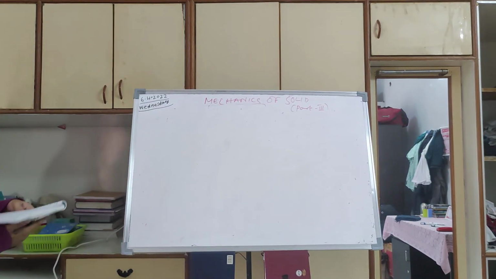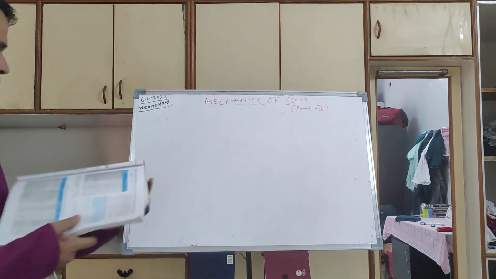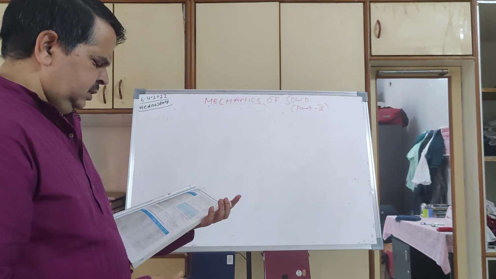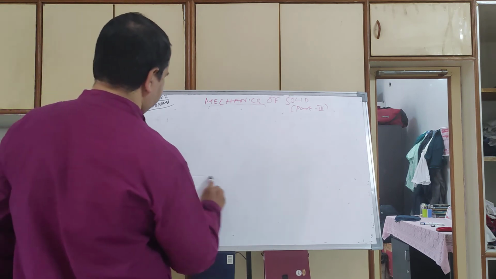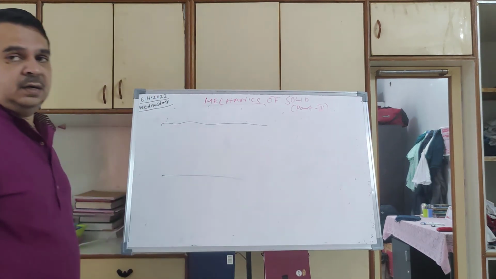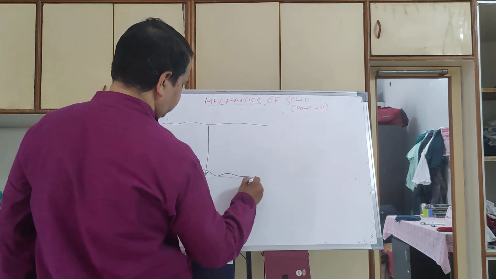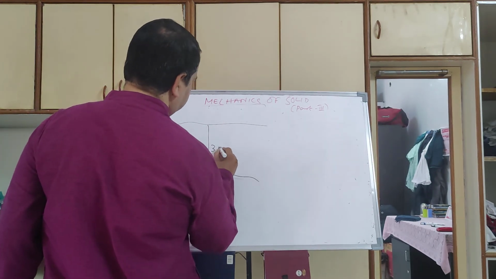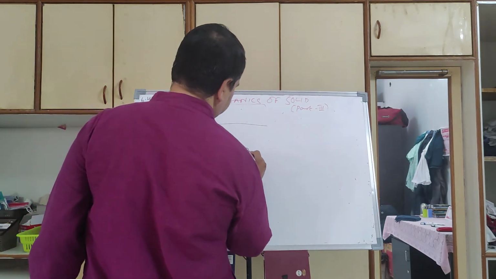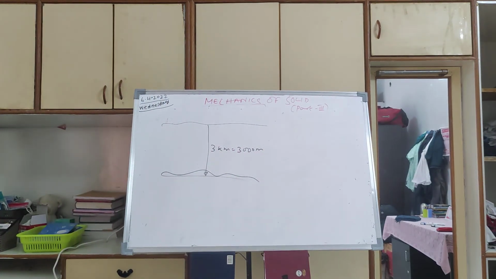Now we will do one numerical on bulk modulus. The question is, the average depth of the Indian Ocean is about 3000 meter. Let me say this is my Indian Ocean and this is some water. The depth, the average depth, can be like this, so you take the average. So the average depth is 3 kilometer, which is around 3000 meter.